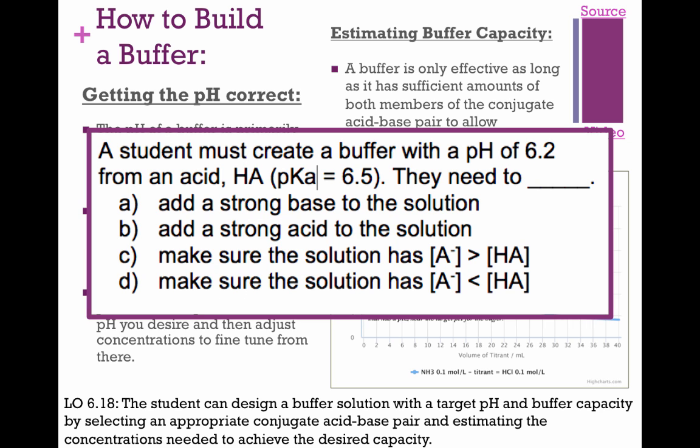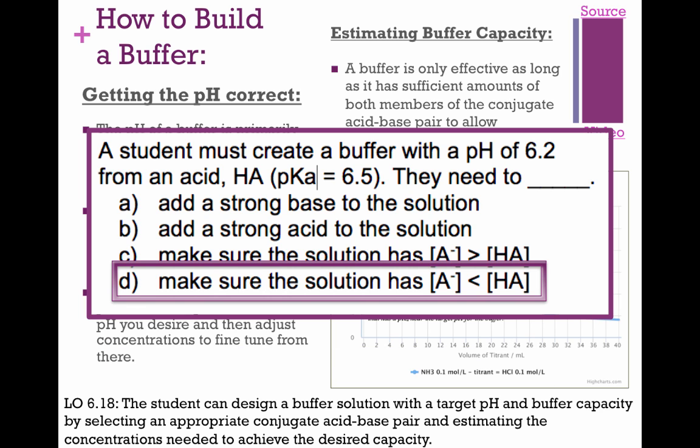And so this says a student must create a buffer with a pH of 6.2 from an acid that has a pKa of 6.5. And so it says they need to do what? In order to create a buffer that has a pH of 6.2, they would need to make sure that the solution has just a little bit less of A minus than HA because our amounts aren't quite equal.